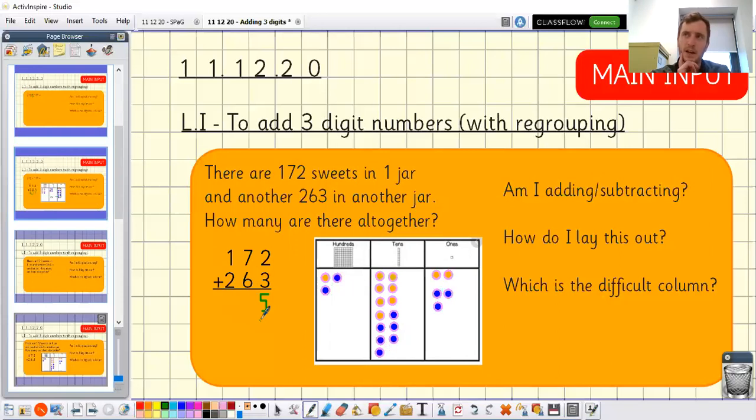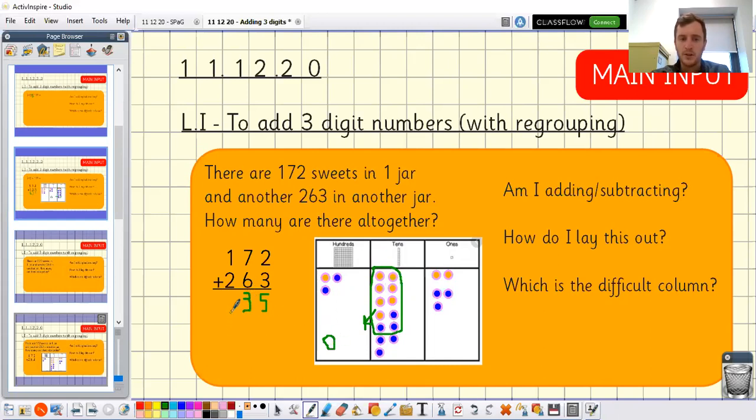I'd be thinking here, how many tens make 1 extra 100? And if you said 10 tens make an extra 100, well done. So I'm going to circle 10 of them. So 2, 4, 6, 8, 10. There we go. I've circled 10 of them. And I know that can make 1 extra 100. So I'm going to draw 1 extra 100 just there. Now I've only got 3 tens left. So I can put the 3 tens in that column.